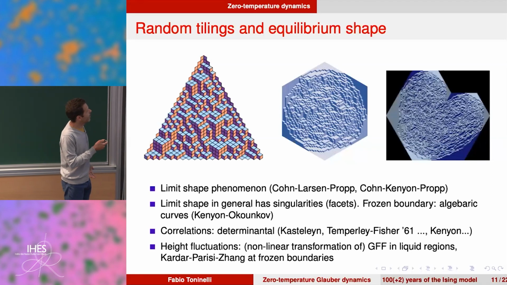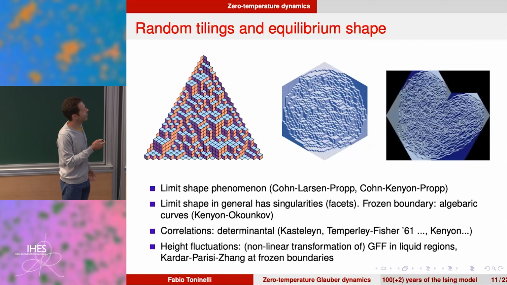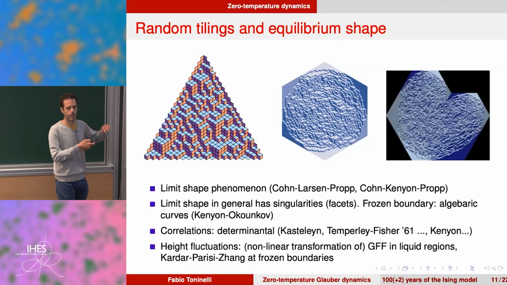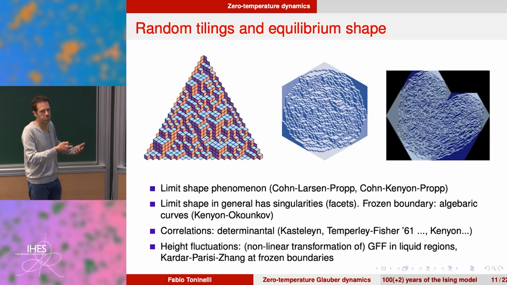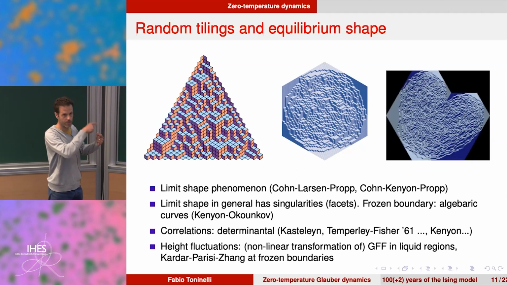And one other phenomenon you see here is that in some cases, this limit shape will have some portions which are just flat, which look just deterministic. These are called facets. In fact, one can describe the boundary of these facets, the boundary of these frozen regions. They are called frozen boundaries, and they turn out to be algebraic curves. Like this is a disk. In this case, you get a cardioid, I think, like a degree 4 algebraic curve, I guess. This can be described by a beautiful work by Kenyon and Okounkov describing these frozen boundaries.